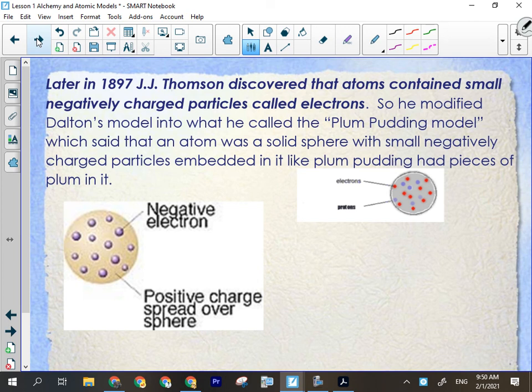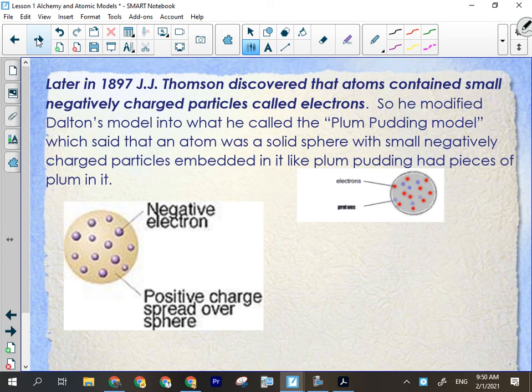So what we're doing here each time is we learn something new, our old model doesn't fit, so we either throw it out or we modify it to meet the new data. Everyone kind of with me there? That's how the scientific method works. This was a very short-lived model of the atom.